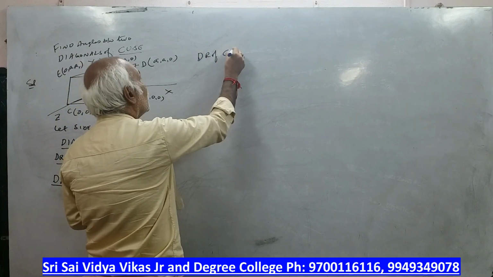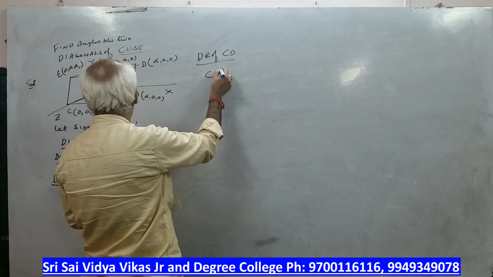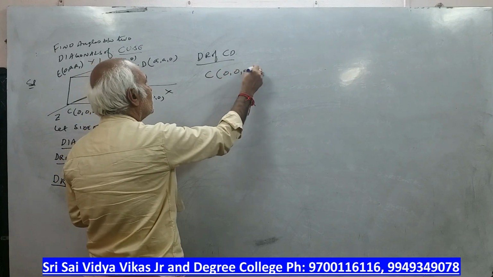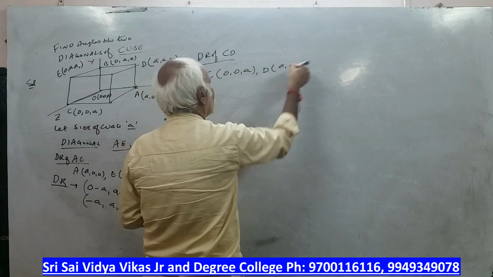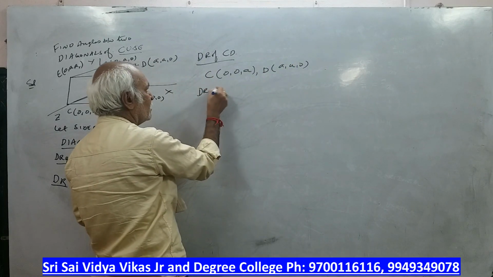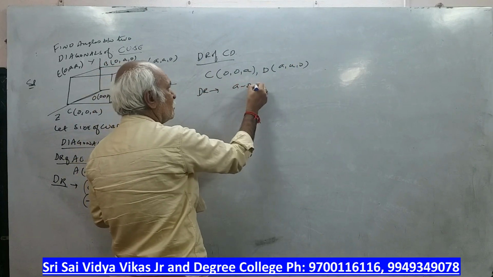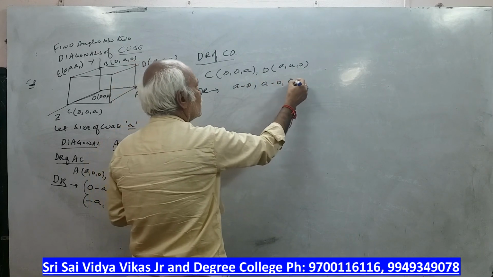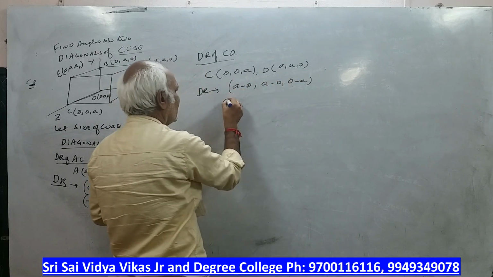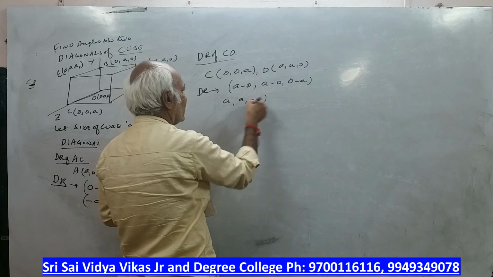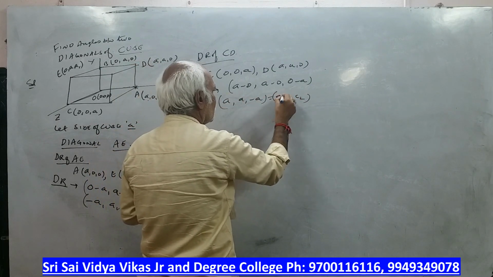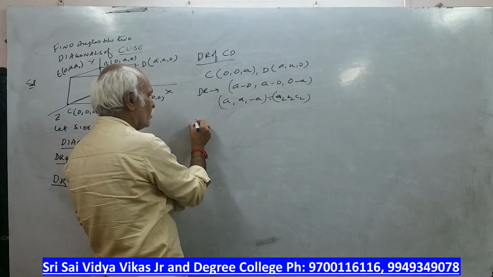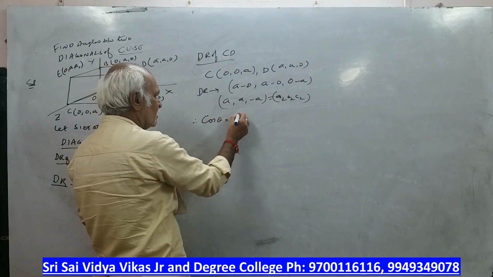Next step, DRs of CD. What is the C point? (0, 0, A). What is the D point? (A, A, 0). Therefore the DRs are A minus 0, A minus 0, 0 minus A, that is A, A, minus A. You call it A2, B2, C2. Therefore the angle is cos theta.